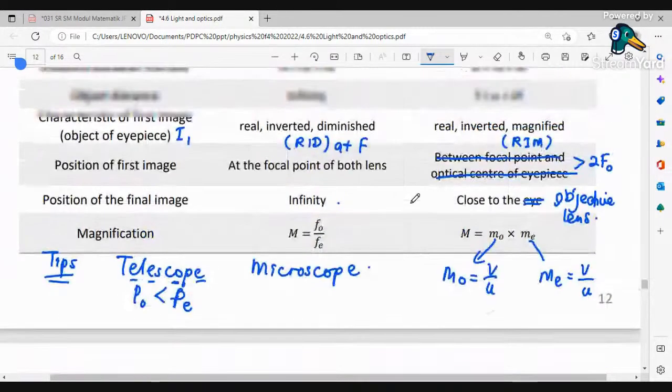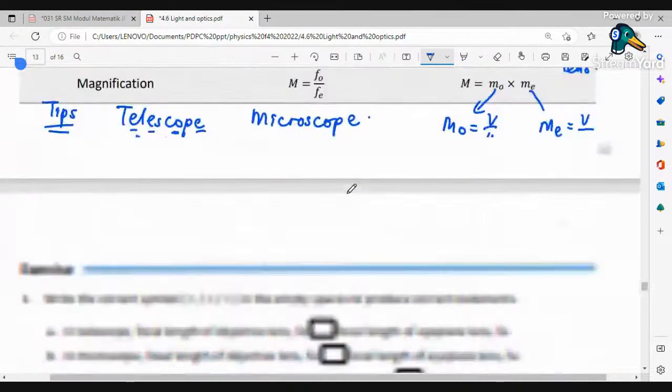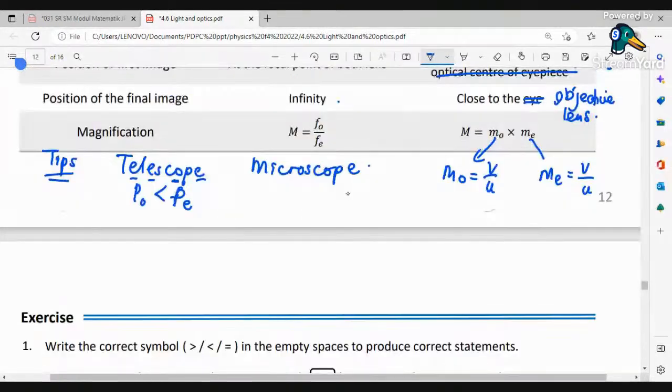Okay, O less than E. Kenapa? Tengok bilangan E lebih. O 1 je, E ada 3. Jadi PO less than PE ataupun FO more than FE. Okay, mikroskop tengok. O ada 2, E ada 1. Maksudnya PO more than PE. So FO smaller than FE.